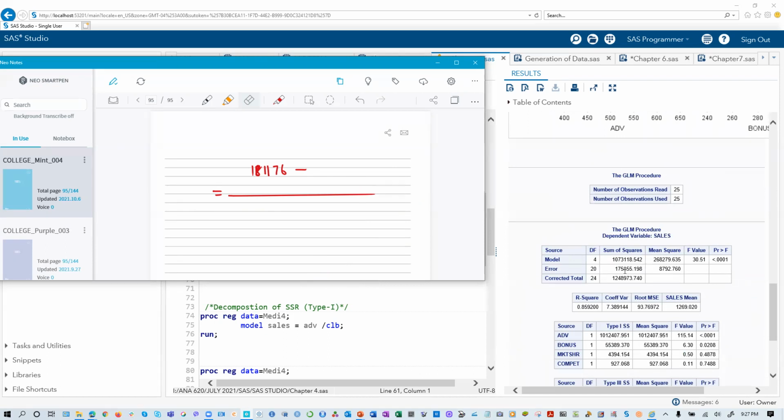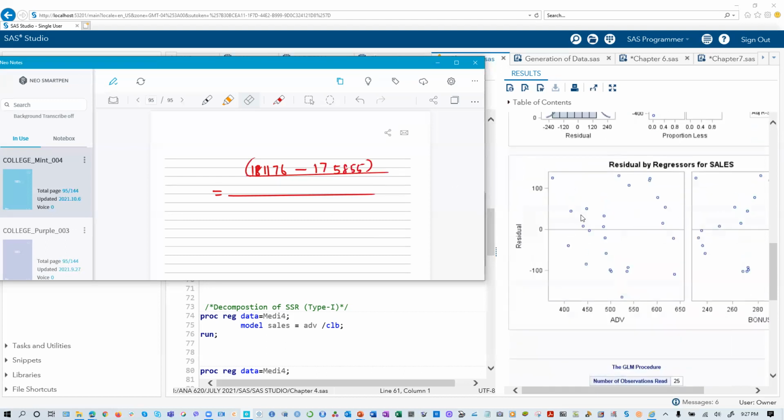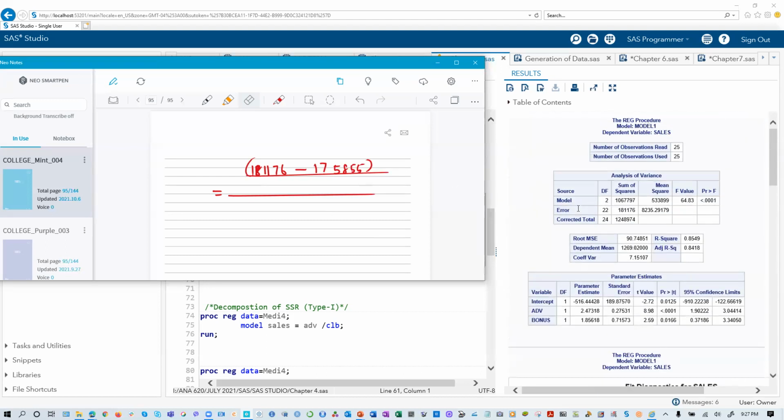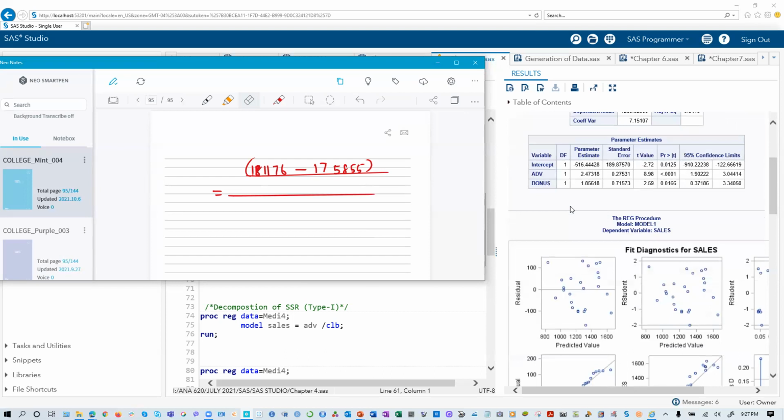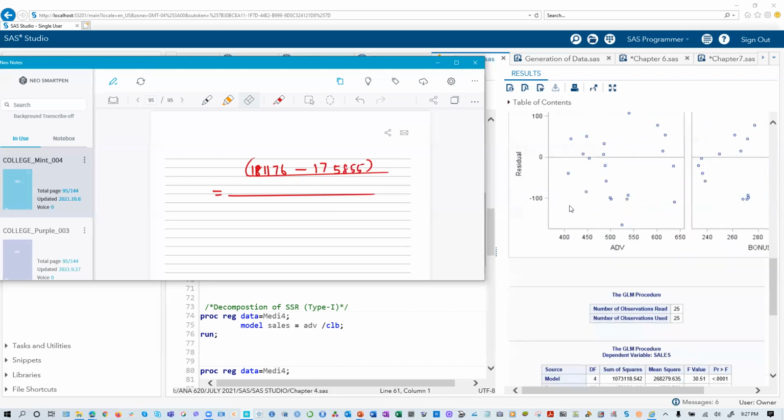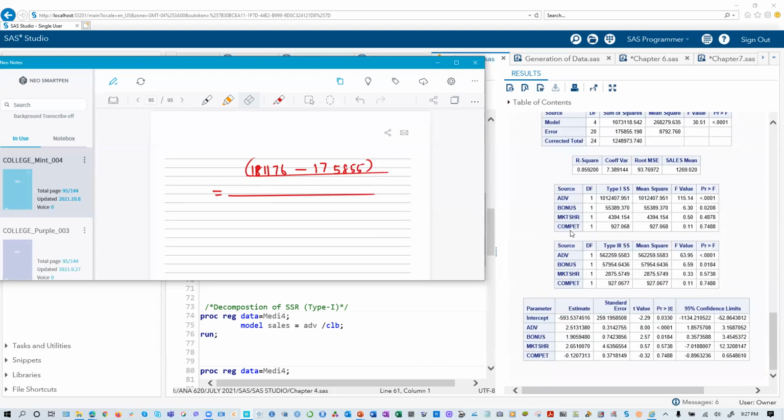175855. Okay, I'm going to round it. 175855. Don't worry about the decimal. I dropped the decimal and rounded it, since we are dealing with large numbers. So the number of regressor variables, how many regressor variables in the full model? 1, 2, 3, 4. 4.